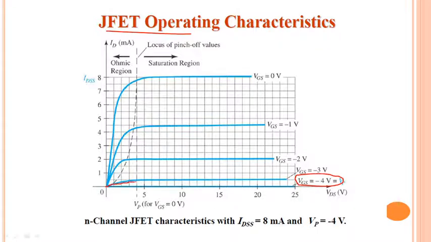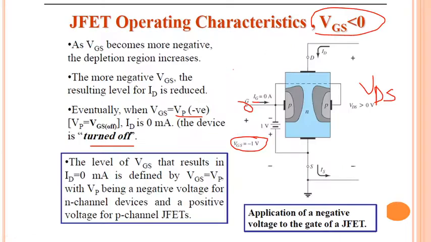That is nothing but, if you are applying VGS equal to minus 4 volts, then less current flows. And if you are applying VGS equal to 0 volts, then more current is going to flow. So now I will explain this fact to you.